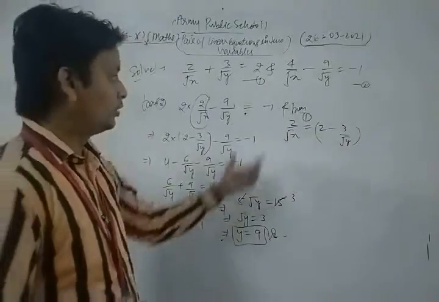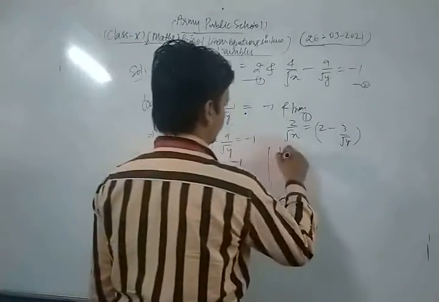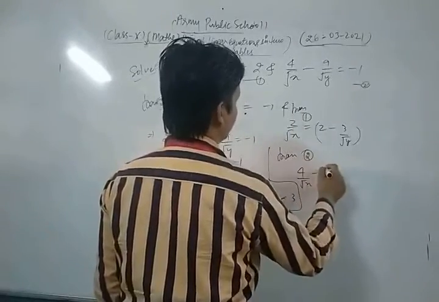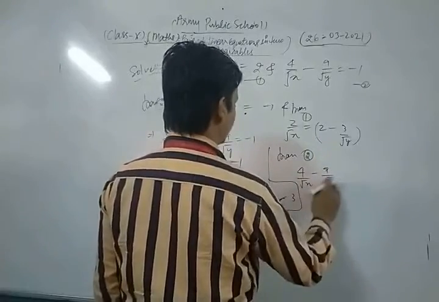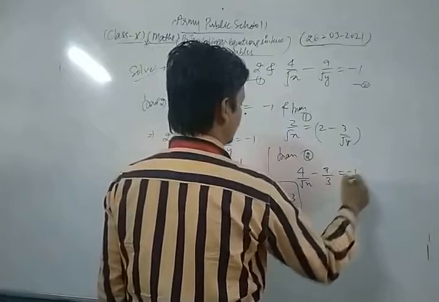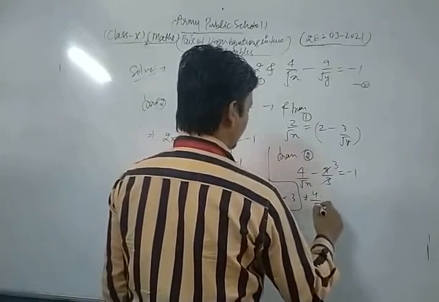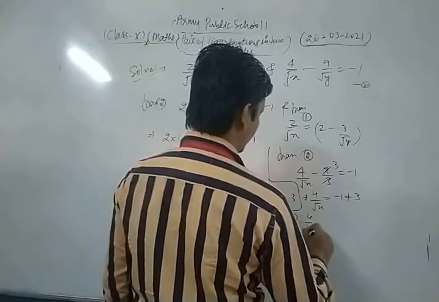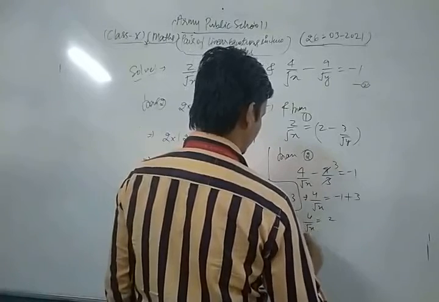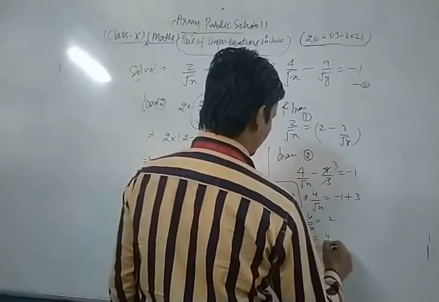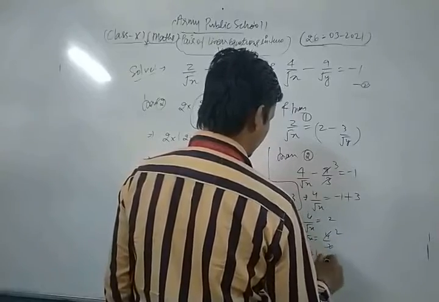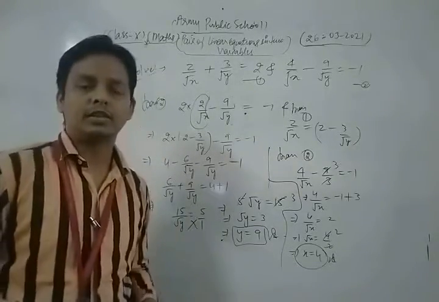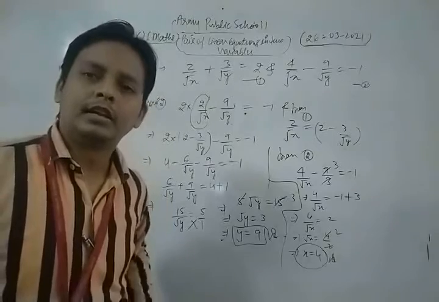Okay. Now we put the value of y in equation 2. From 2 we get 4 upon under root x minus 9 upon under root y, the value of under root y is 3, is equal to minus 1. 3 times 3 is 9. So 4 upon under root x is equal to minus 1 plus 9... that is, 4 upon under root x is equal to 2. So root x is equal to 4 upon 2, that is 2. That is why x is 2 into 2. The value of x is 4. Okay. Thus, dear student, this is the process to solve that type of question.